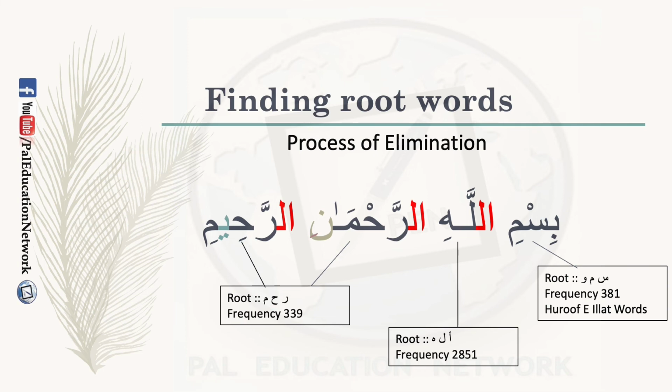But if I see Allah, I cross out al, and then I have lam and ha, and with the hamza, it will be the root word. And Ar-Rahman, I eliminate the suffix which is noon, and I'm left with Ra, Ha and Mim, which is Rahm, which is mercy. And this comes alone 339 times. The word Ilah comes at least 2,851 times.